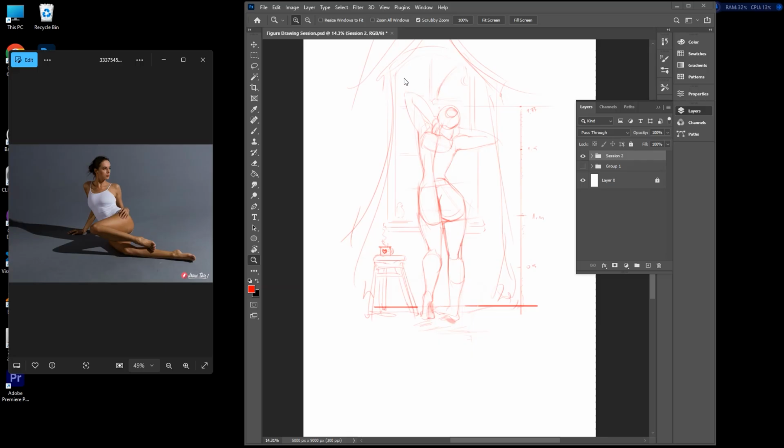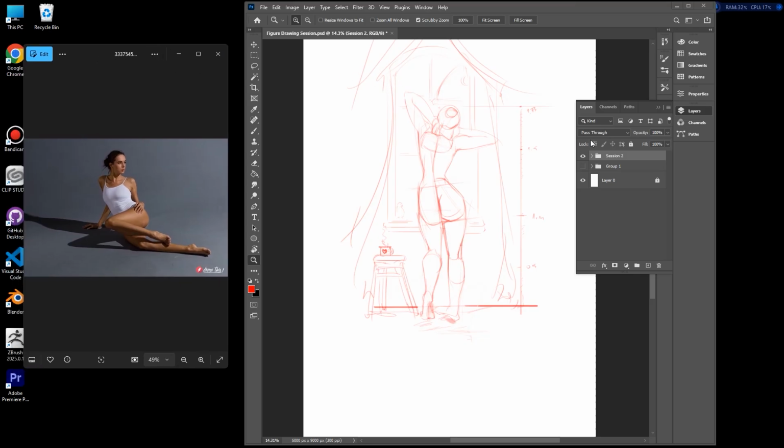So today we are doing the figure session 3, and we are picking up from where we left off. And I want to mention a couple of things.